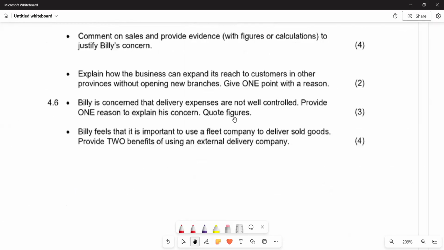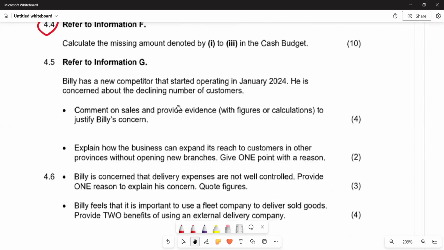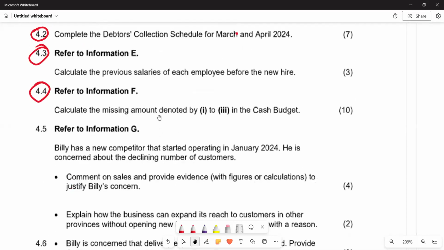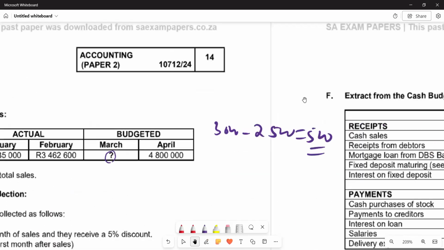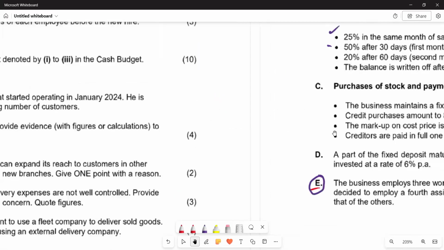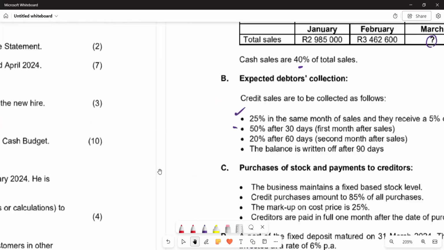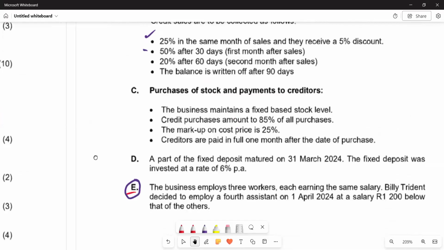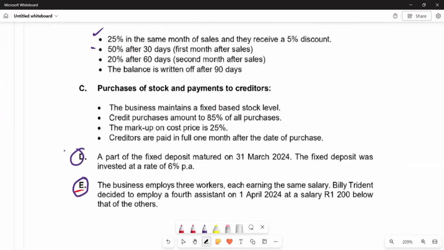If you go to the question, let's try to see. Here they are saying calculate the missing amount denoted by 1 to 3 in the cash budget. So if you come here, you would see that this is the information that we have. And then we want to check the rate that is being used for the interest. Go back again to check information D. Information D is saying a part of the fixed deposit matured on 31 March 2024. The fixed deposit was invested at a rate of 6% per annum. So the 6% is per annum.